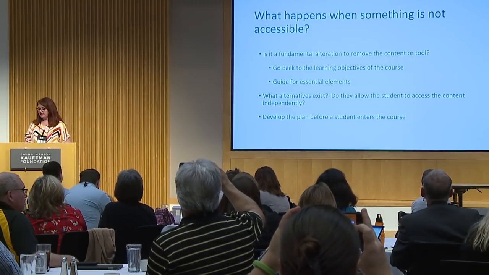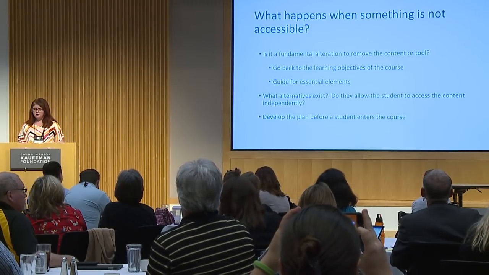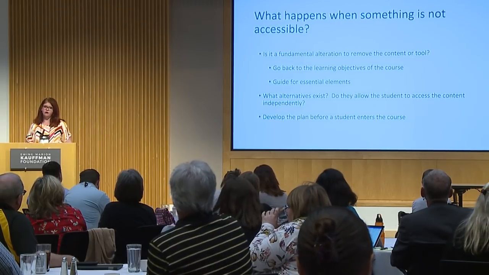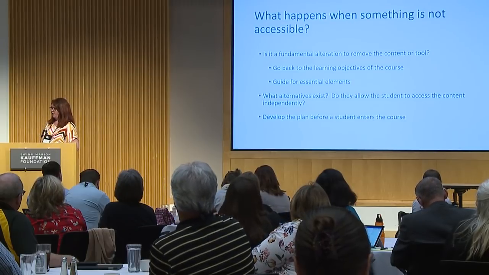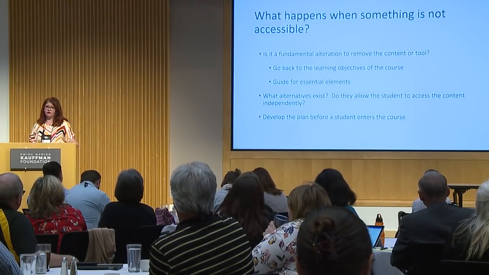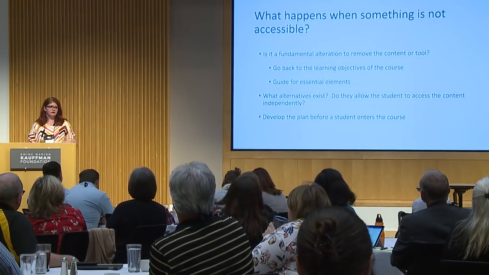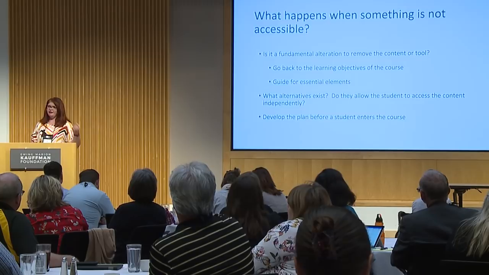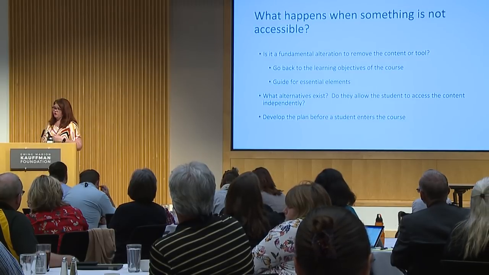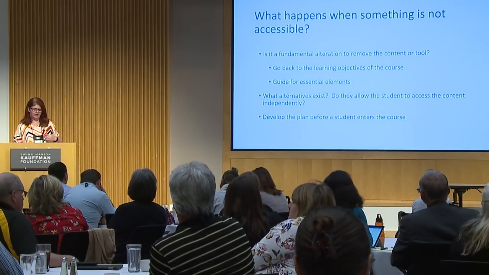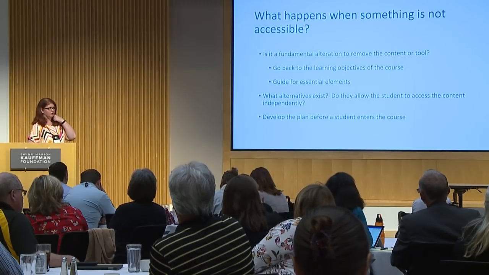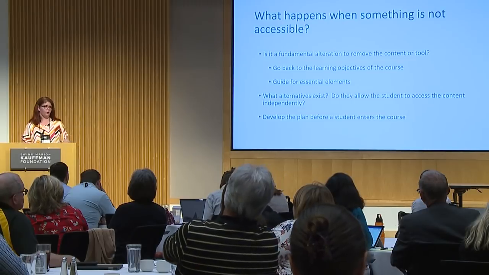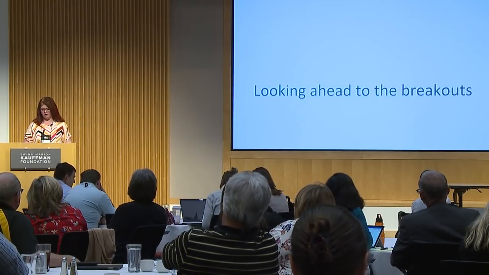And then what alternatives exist? Do they allow the student to access the content independently? This is an important piece of it. We can't just hire a reader and say we're done. We can't tell the student they have to hire someone in their life to come and read to them, because that doesn't allow them to be independent, because then they're beholden to somebody else's time and schedule. And that's not going to pass muster with the way that OCR and DOJ have been looking at these. And develop that alternative access plan before the student enters the course. And one of our breakouts will be about course design and evaluation, and we can talk more about it there.